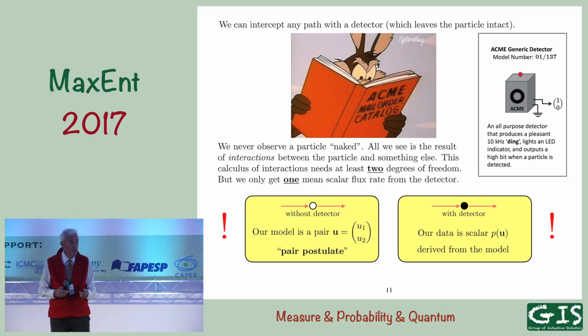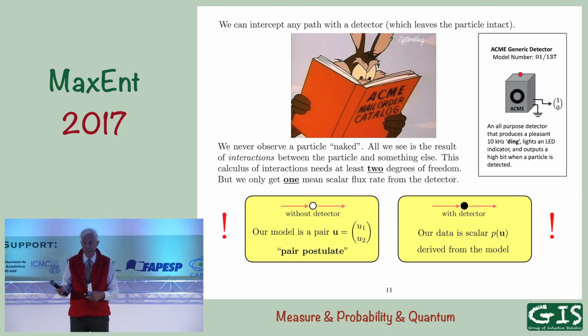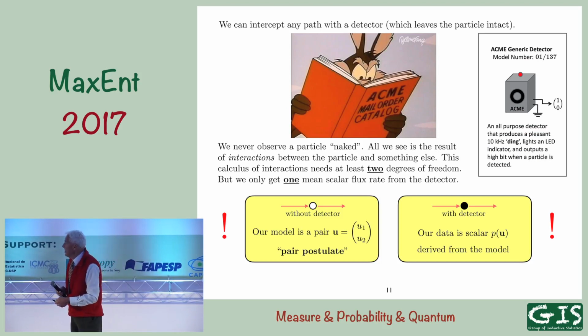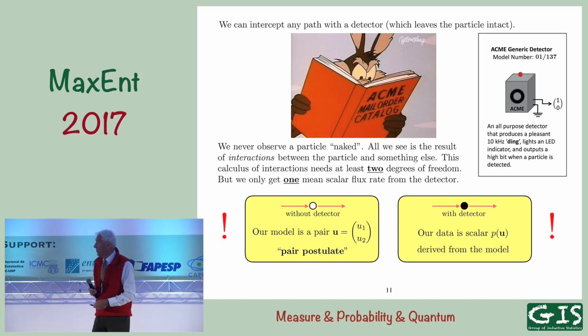And that makes a very fundamental change, subtle change, but fundamental, in our description. Because it means that if we want a calculus of interactions where we can find out what stuff is doing, I'm going to need 2 degrees of freedom, a 2-dimensional representation, even though my data will only give me 1. So, underlying this is the pair postulate, which says that the calculus of interactions has to be defined by pairs of 2 numbers, dimension 2, and not 1.